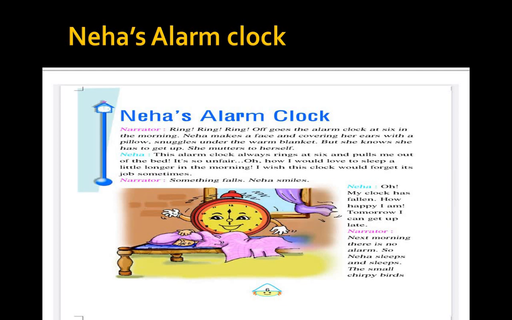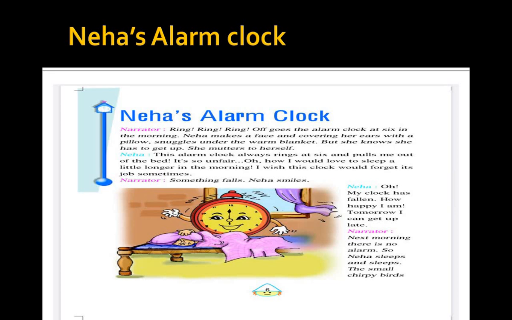Why? Because she has to go to school, she has to follow the whole routine, she has to get up, she has to take a bath, she has to brush her teeth, she has to take breakfast, she has to even exercise, and whatever is in her day-to-day schedule. Okay, so she mutters to herself.